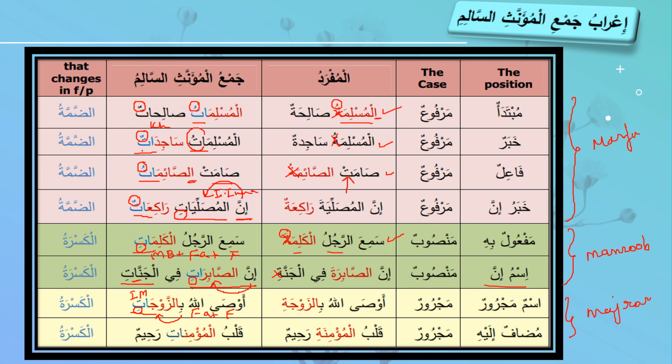Mudaf ilayhi. Now qalbul mu'minati. Qalbul mu'minati. What kind of structure is this? This is an idafa. As you know, in idafa, the mudaf ilayhi position is always majroor. That's why qalbu and mu'minati. So always keep an eye on the structure. Qalbul mu'minati, this is mudaf ilayhi position, majroor position, rahimun. Rahimun is a noun, and rahim means merciful, so you can use it for the feminine also.